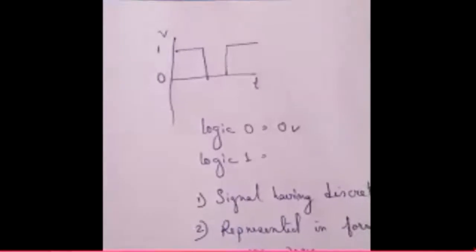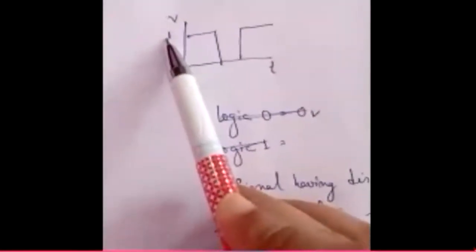Digital signal is a signal which has discrete levels or discrete values. Discrete value means what? Two values, either 0 or 1. Suppose this is time on the x-axis, and on the y-axis we write voltage. So here the value should be either 1 or 0.